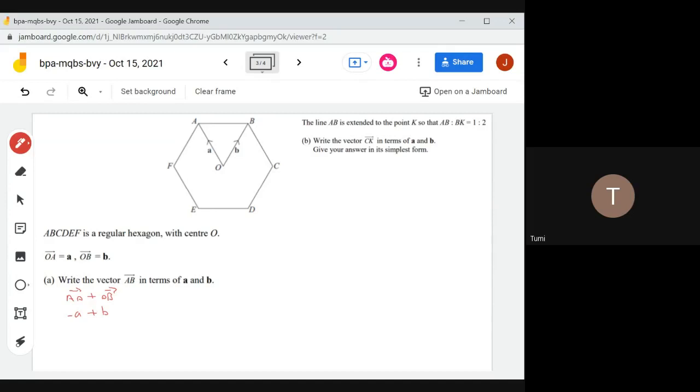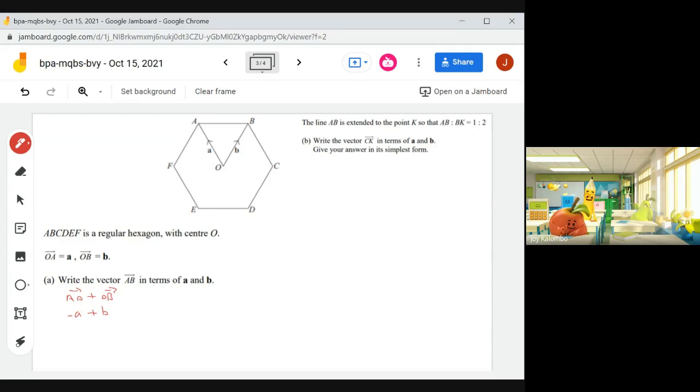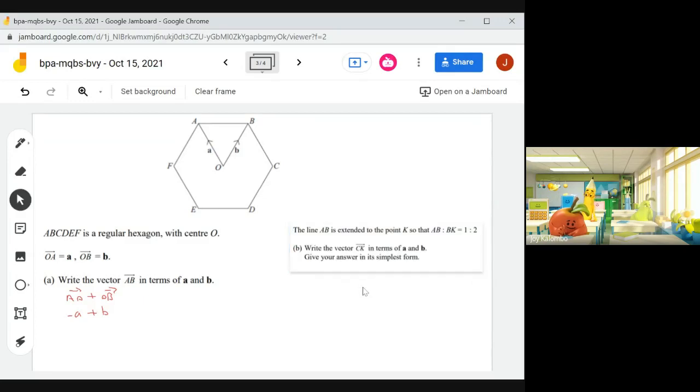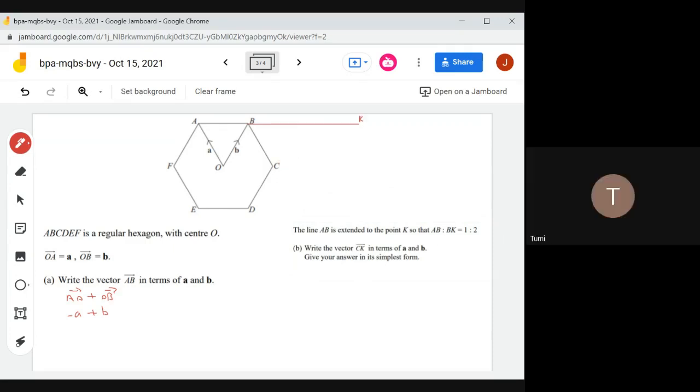For B, would we have to draw where K would be? Yeah, because they haven't actually given it to us. So, just to add that dynamic there, AB is extended so that AB to BK is in the ratio 1 to 2. So we're going to extend this with a red line, and it's going to be twice as long as AB. So roughly there-ish. Would B be 1/3 of A plus 2/3 of B?